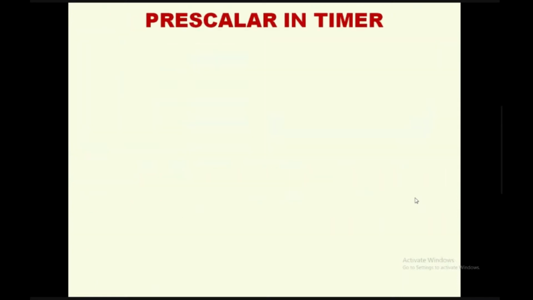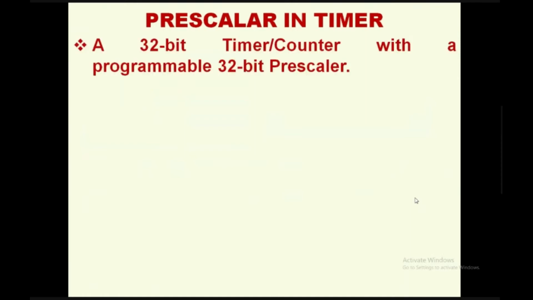First of all, we are interested to know what the prescaler is. A 32-bit timer or counter with a programmable 32-bit prescaler is available in the LPC2148 microcontroller. So it is mandatory for us to know what a prescaler is. Scaling means dividing. Prescaling means dividing before the counting. Before your timer starts counting, dividing the clock pulses is called prescaling.